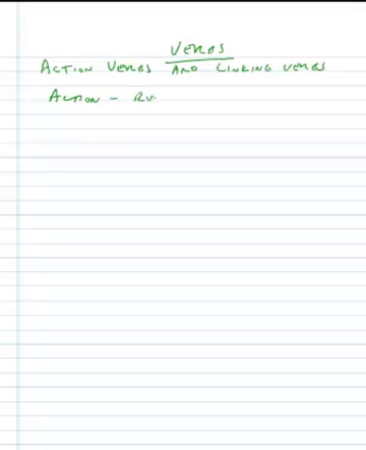So some examples: run, jump, swim. They describe an action. Linking verbs, they are a bit more complicated, because they connect other words together. They are not an action, they are a connecting word.